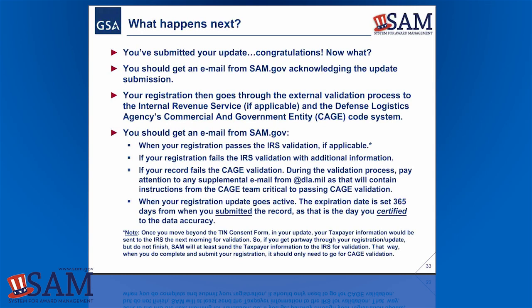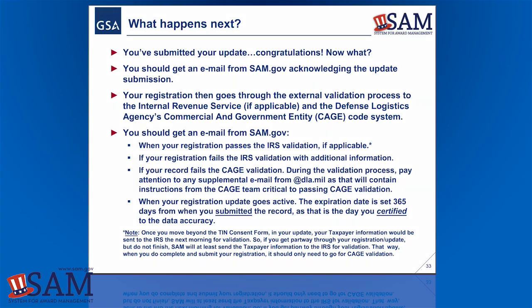Now what? You'll get an email from sam.gov letting you know that the submission was successful. Congratulations. Then it goes through that external validation process I alluded to earlier, where the IRS will confirm that your taxpayer identification number and your taxpayer name match, and then the Defense Logistics Agency on the CAGE code will validate your information there. So you will get emails at a couple different points in time. You'll get it when your registration is submitted. You will get an email when your registration passes that IRS validation.